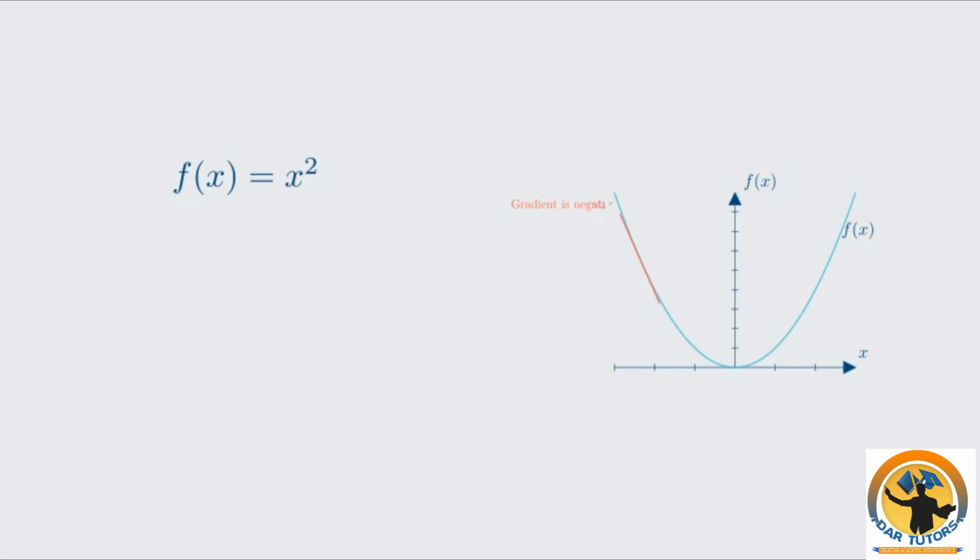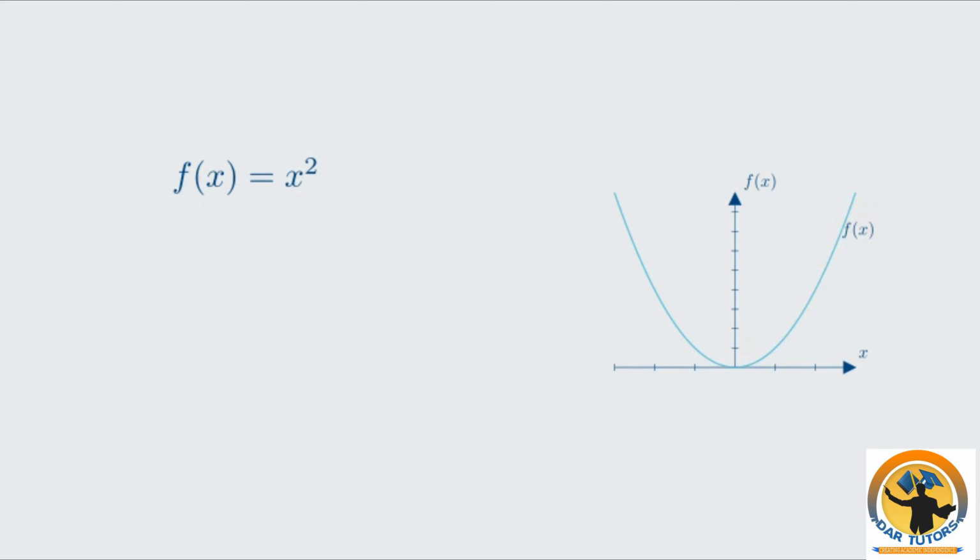Now, let's consider a function where the gradient is not constant. A classic example is a quadratic function. Let's take f of x equals x squared. This is a parabola. If we draw a tangent at a point like x equals minus 2, the line is steep and goes downwards. The gradient is negative. At the vertex, x equals 0, the tangent is a horizontal line. Its gradient is 0. And at a point like x equals 2, the tangent is steep and goes upwards. The gradient is positive. The gradient is clearly changing. It's negative, then 0, then positive.